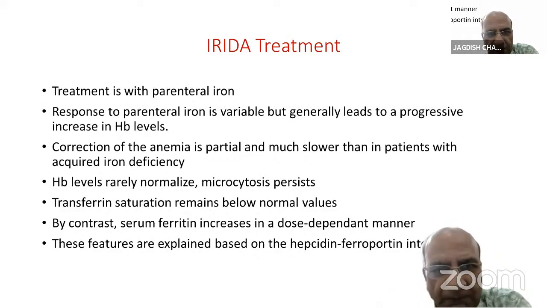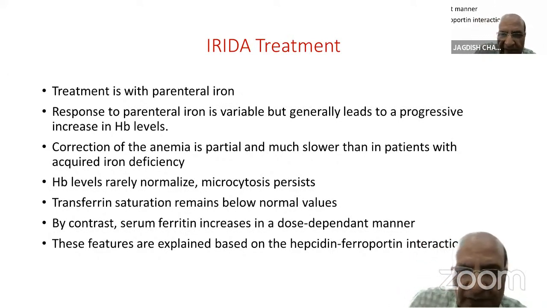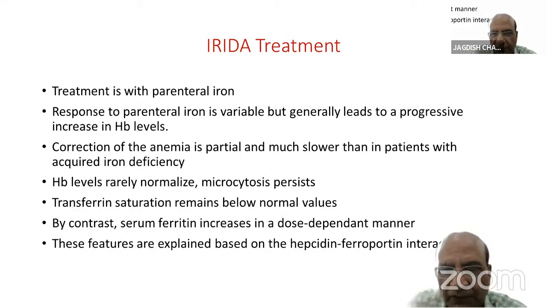Correction of anemia is not complete. It is partial and slower, and Hb levels rarely normalize. Even though the Hb levels might increase, the microcytosis will persist. Transferrin saturation levels also remain low, below normal levels. And ferritin increases in a dose-dependent manner. So all these features are explained on the basis of hepcidin-ferroportin interaction.